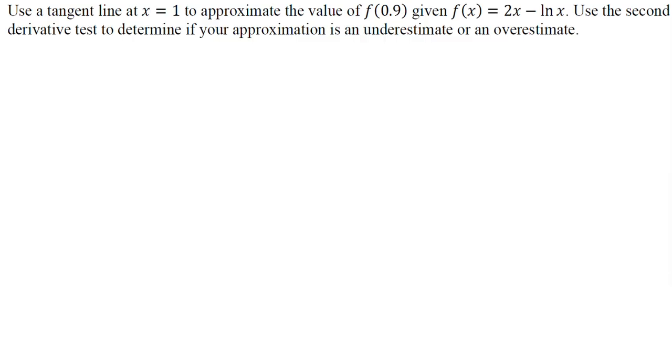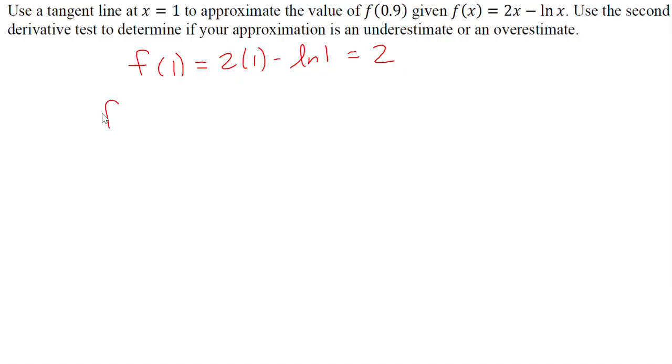All right, back to another tangent line one here. This time we're going to approximate the value of f(0.9) using the tangent line at x equals 1. So first we need to figure out what is f of 1, so we have a point to use. 2 times 1 minus the natural log of 1. We should know that the natural log of 1 is 0, so this is just 2. So the point we're looking at here is the point (1, 2).